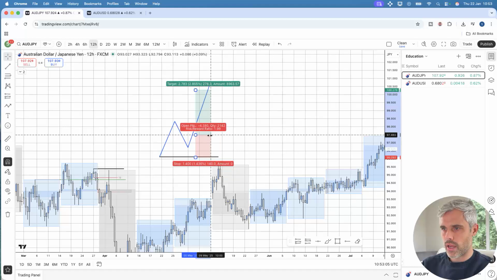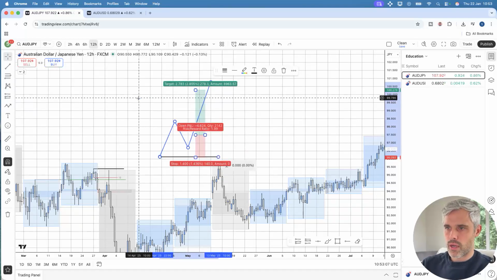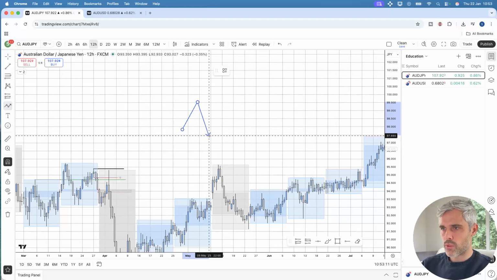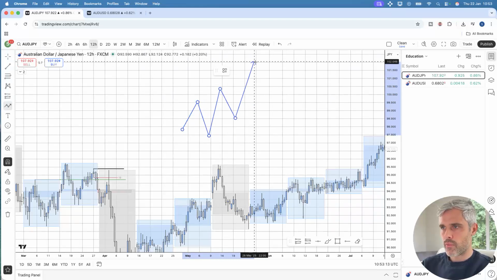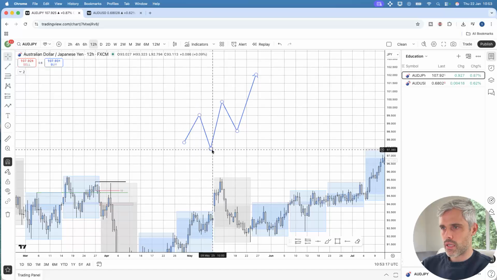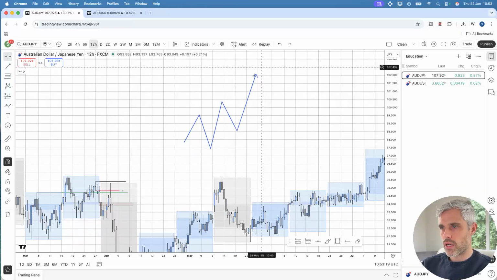So that's option A. Option B is when price does this. We get a push higher, push lower, push higher, and then we eventually come back into the internal range liquidity in this price leg and trade higher.